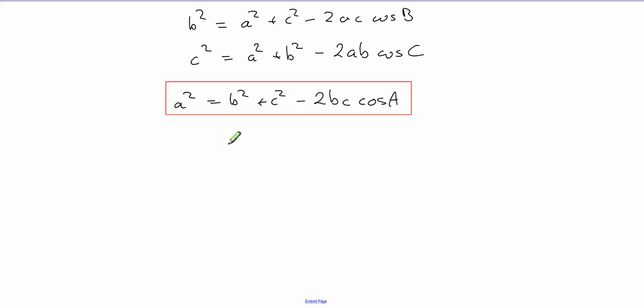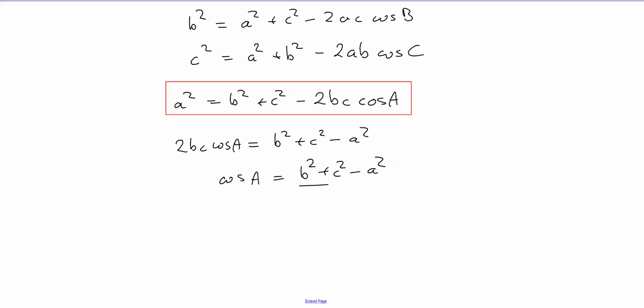So we'd have, if we put 2bc cos A on the other side and the a squared on the right hand side, and dividing by 2bc, we have cos A is equal to b squared plus c squared minus a squared over 2bc. The other two equations can be rearranged in the same way for cos B and cos C if necessary.